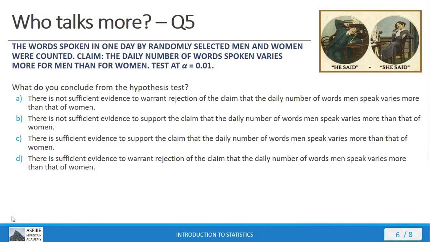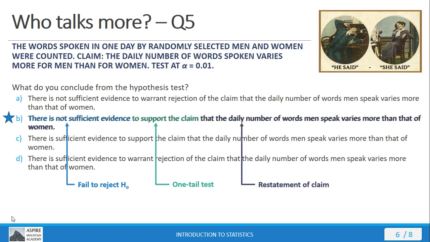What do we conclude from the hypothesis test? Well, by now you should have that pattern down. Did we reject or fail to reject the null hypothesis? Do we have a one-tailed or two-tailed test? The answers to those questions lead you to select answer option B. Why answer option B? Notice where each of the parts of this is coming from. We failed to reject the null hypothesis, therefore there is not sufficient evidence. We have a one-tailed test, so we're going to support the claim, and then the rest of the statement just comes from the claim itself.